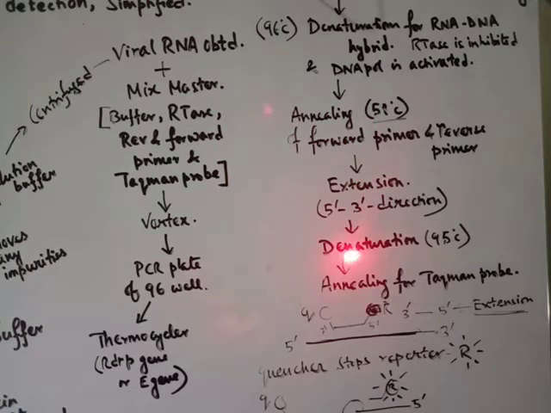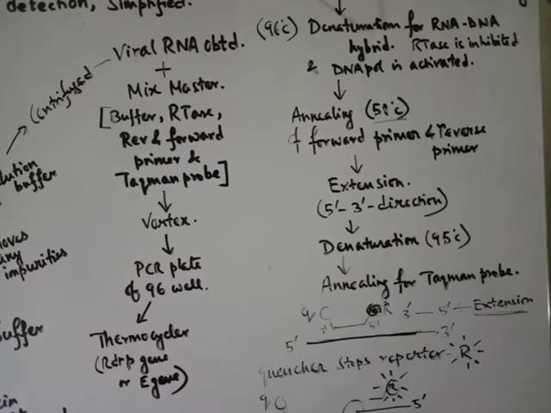Now after that there is another denaturation step at 95 degrees Celsius, which removes the double-stranded DNA form, and after that there is again an annealing for the TaqMan probe.